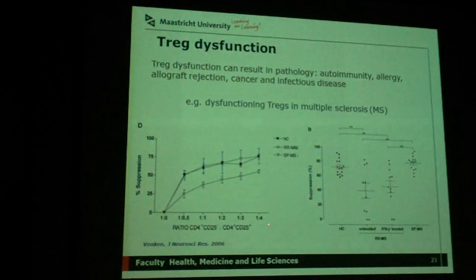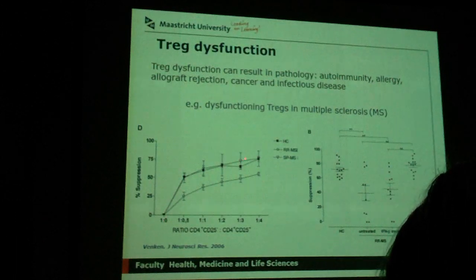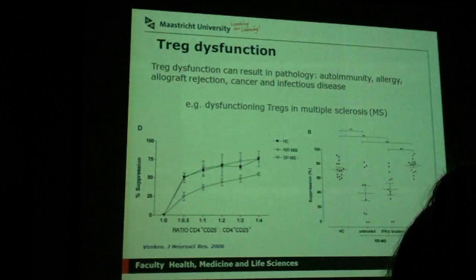And here you see on the x-axis the different ratios of responder cells to regulatory T cells. And you can see that there is a dose-dependent suppression of proliferation. On the y-axis you see the suppression. So the more Tregs are present in the co-culture, the more suppression of responding T cell proliferation, as measured with the method I described before.